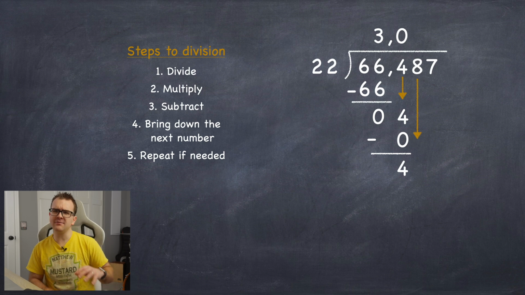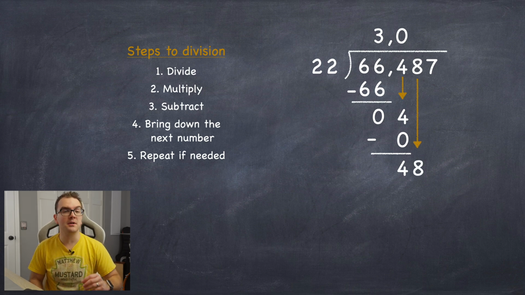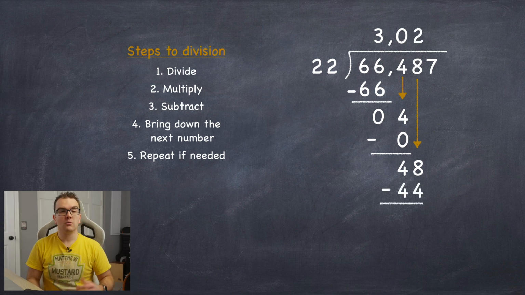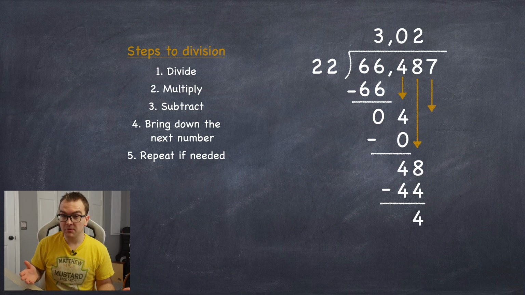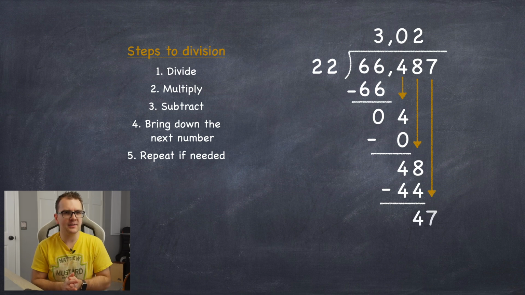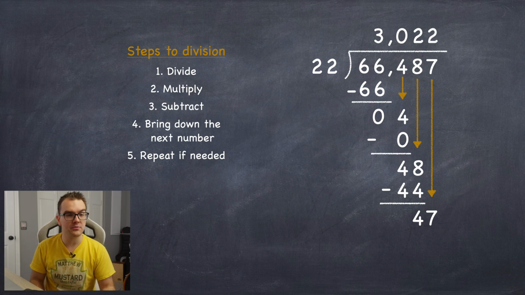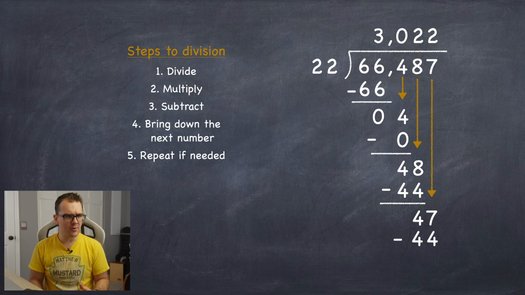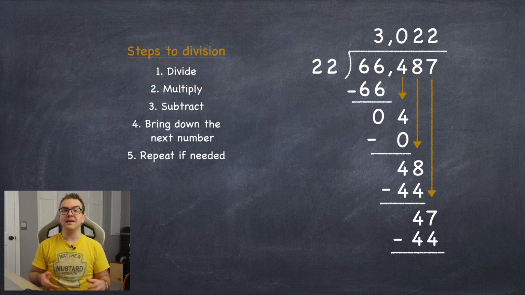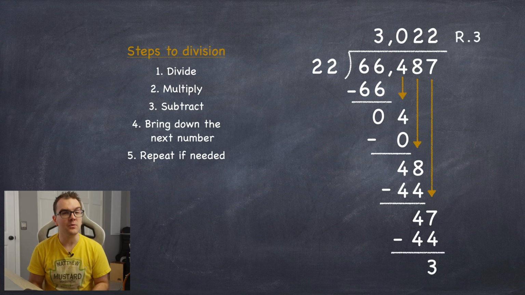So 48 cannot divide by 22 evenly, right? But here we can get close by multiplying 22 by 2. So 48 minus 44 is 4. We'll bring down the next number, and same thing with 47. We cannot divide evenly, so we need to get close without going over 47, right? So 2 times 22 is 44. There's no more numbers to bring down, so our answer then is 3,022 with a remainder of 3.